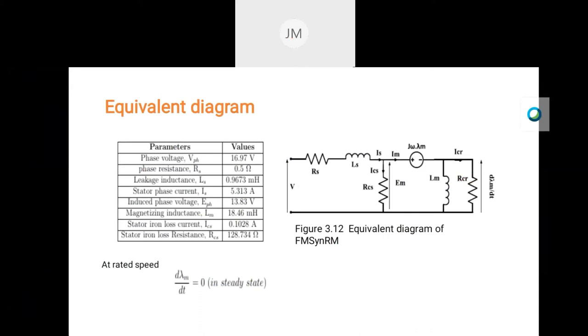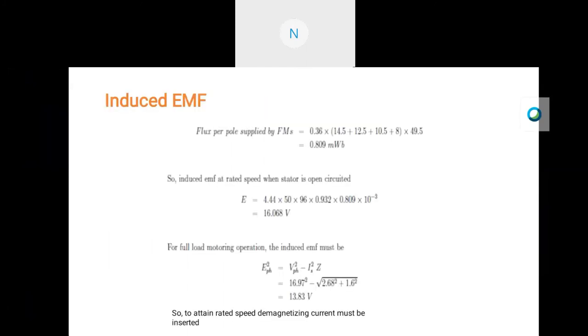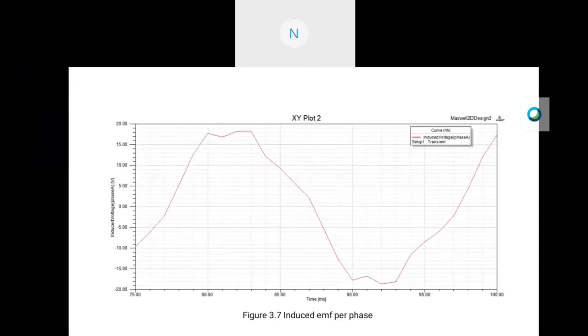Okay, sir. In the equivalent diagram, we have calculated all the values. Then next, yes, this is the simulated result. In the simulated result, we have calculated the induced EMF. This is the induced EMF we have calculated, and this is the simulation result which we found in Maxwell. This is the simulation result of the induced EMF.